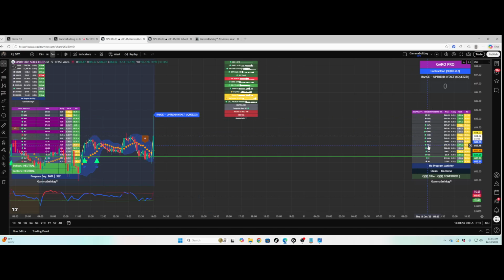So Mag 7, not much activity. The biggest program buy is the financials and small caps. So you can see here, purple is pretty good upward price movement. And then the volume here as well. So the math running behind the scenes here has small caps and financials.